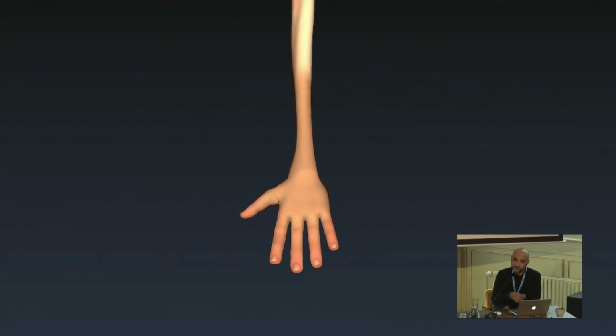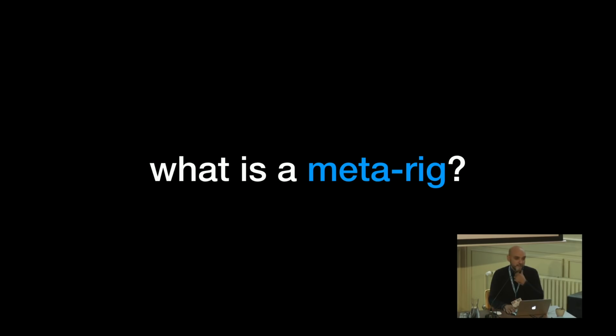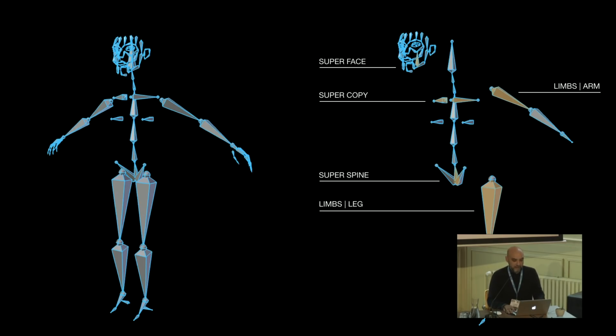I will show you this in Blender because this is a file I have open here. So what is a meta rig? Before starting this workshop, we have to make some things clear. The meta rig is a collection of predefined rig samples or rig types. There's a difference between the two, but we can, for now, skip it and keep it all together. So if you have ever seen some of my previous conferences, you may already know this slide.